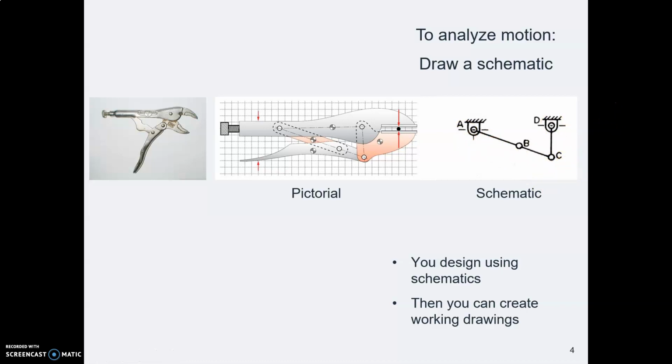Now, this schematic does not go out to the shop. This is a tool for you, the designer. But once you have analyzed the motion with your schematic, then you can go on to drawing a working drawing that you do send to the shop. And in this class, we're not going to create working drawings of any of these linkages. We are only going to do the schematics, where we try to analyze the motion of a thing.